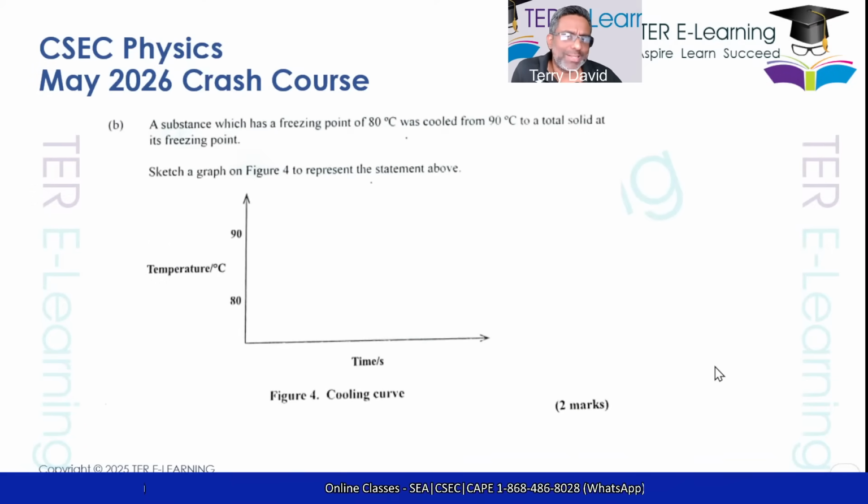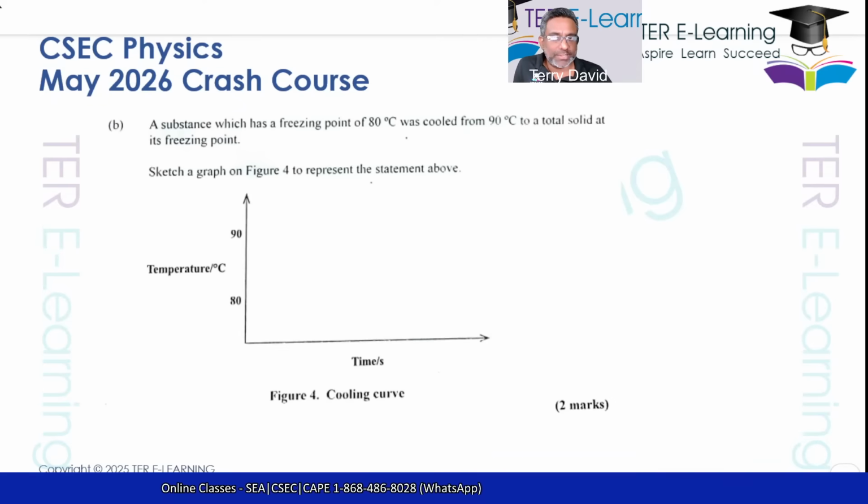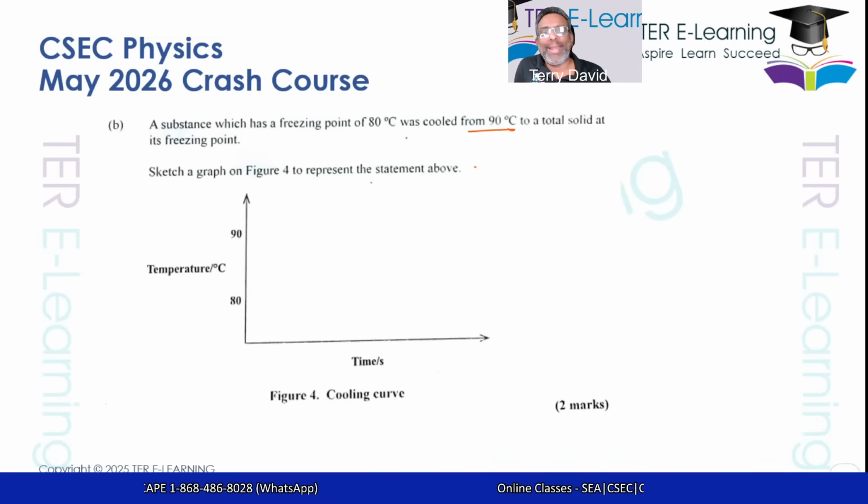Okay, so a substance which has a freezing point of 80 degrees is cooled from 90 degrees to a total solid at its freezing point.